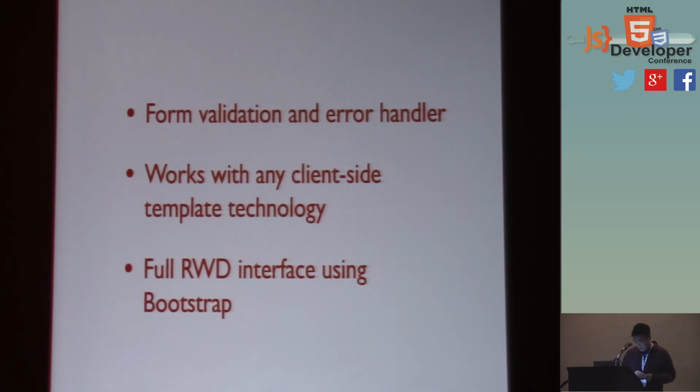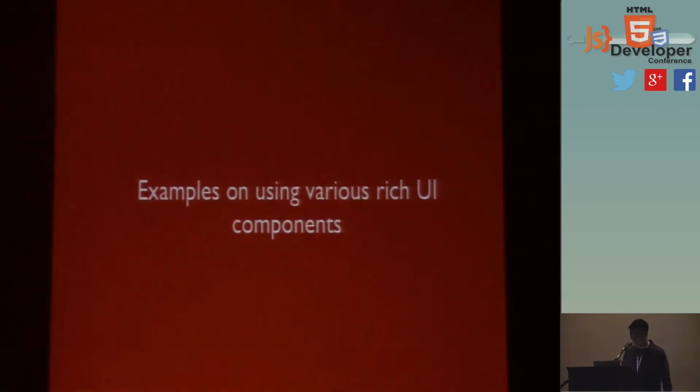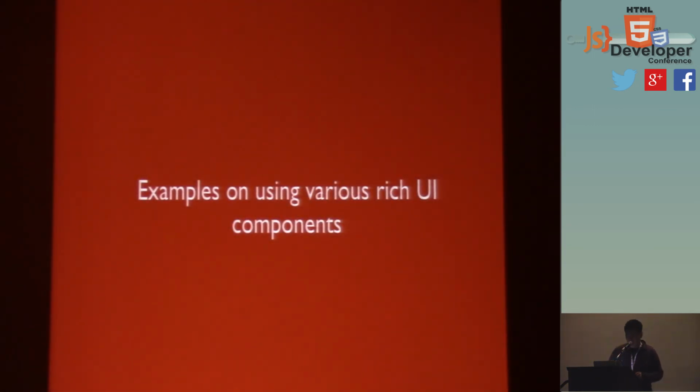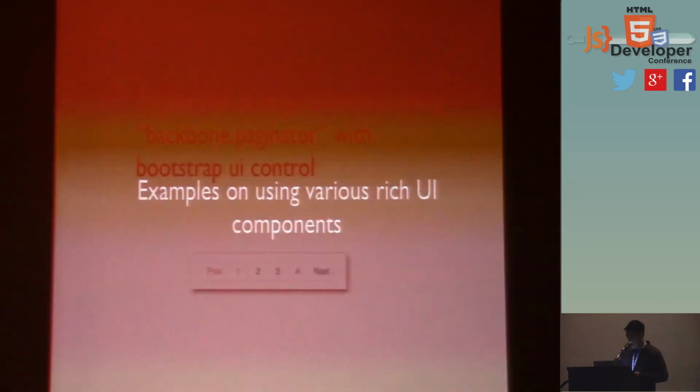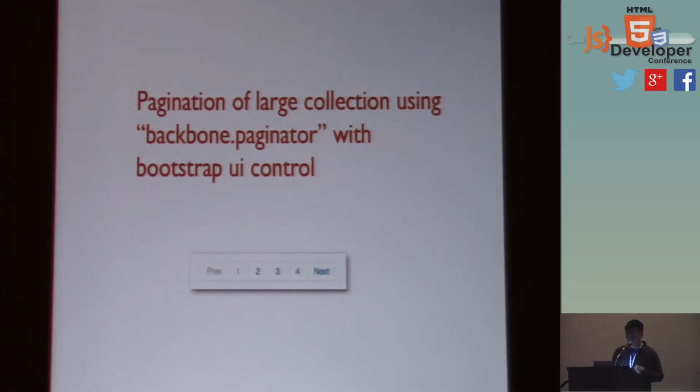Okay, and this is some niceties. We designed this simple application to work with any client-side template technology and a fully RWD interface using Bootstrap. Who doesn't do this these days? Okay, then another key feature highlight of this Backbone application is we try to use a couple of rich UI components, because this is also commonly asked on Stack Overflow. People saying, hey, how do I integrate jQuery UI or Kendo UI or some fancy UI I saw on the internet into Backbone. So we tried to handpick a couple of UI components that we think are good for the job.